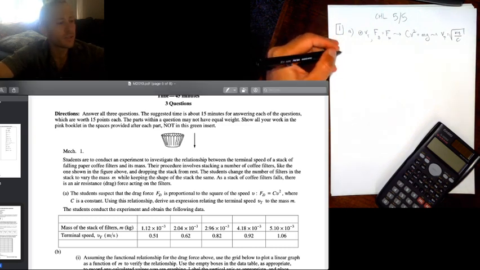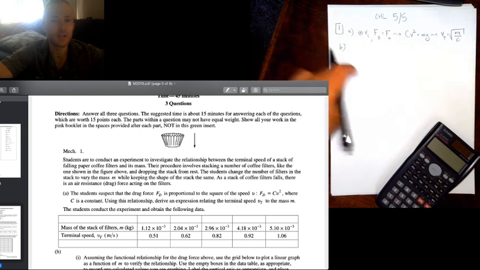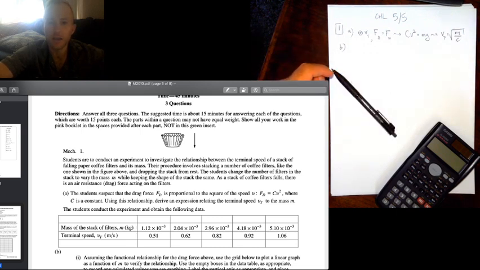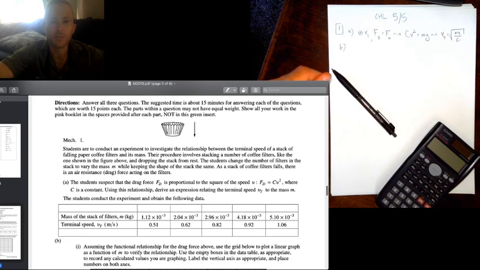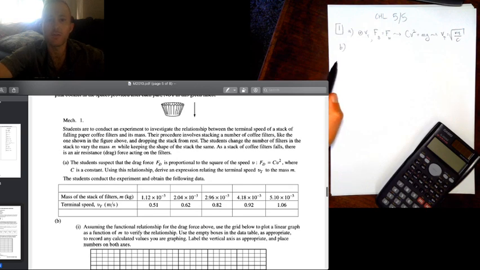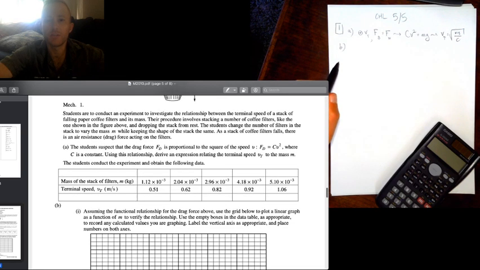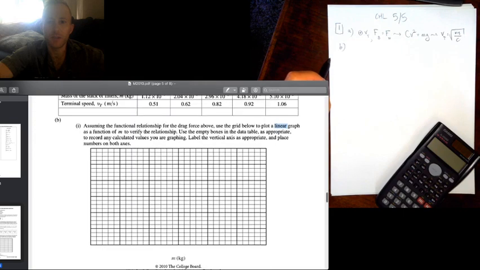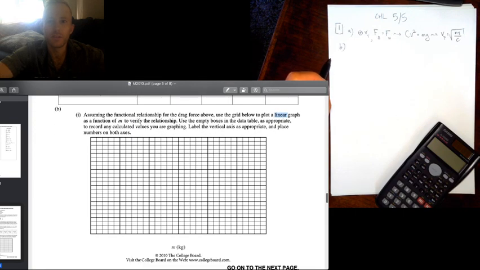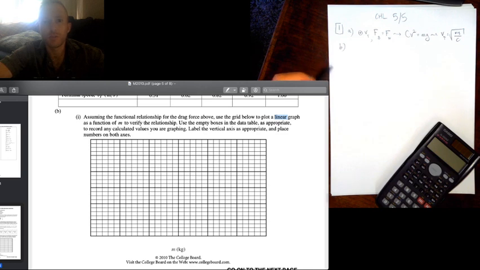The students conduct the experiment and obtain the following data: mass, terminal speed. Assuming the functional relationship for drag force above, use the grid below to plot a linear graph as a function of m to verify the relationship. Use the empty boxes in the data table as appropriate to record any calculated values you are graphing.